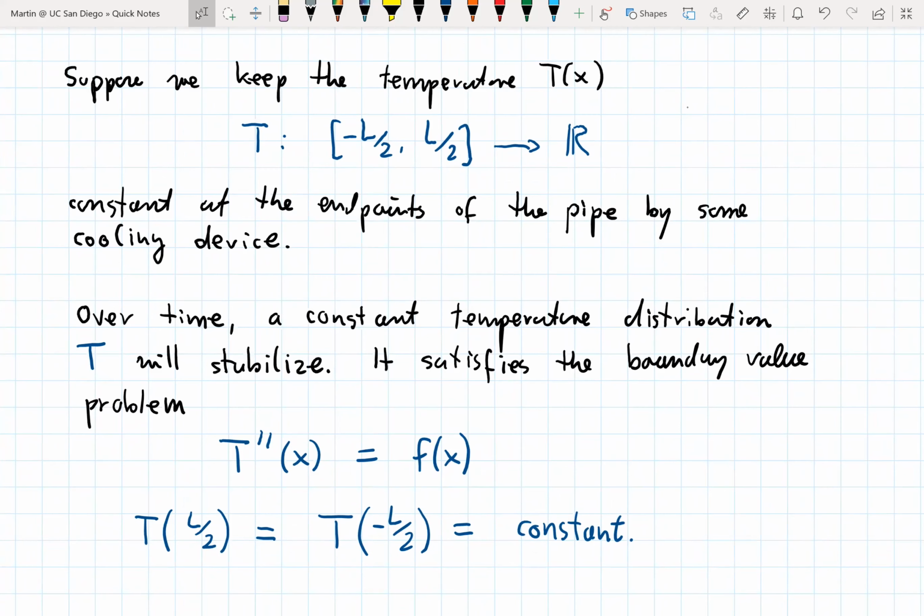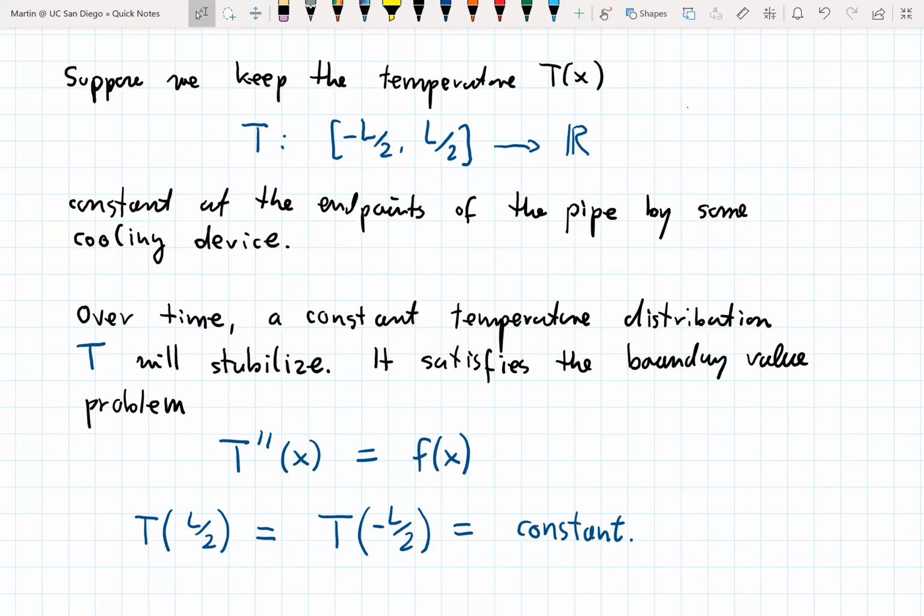Once a stationary heat distribution has been established, we would like to describe that heat distribution mathematically. And so we introduce a function T, which is defined over the interval between the left and the right endpoint and maps into the real numbers. And T of x is obviously the temperature at position x. Then as time goes by, the heat distribution will become stationary. And the stationary heat distribution T will satisfy a boundary value problem.